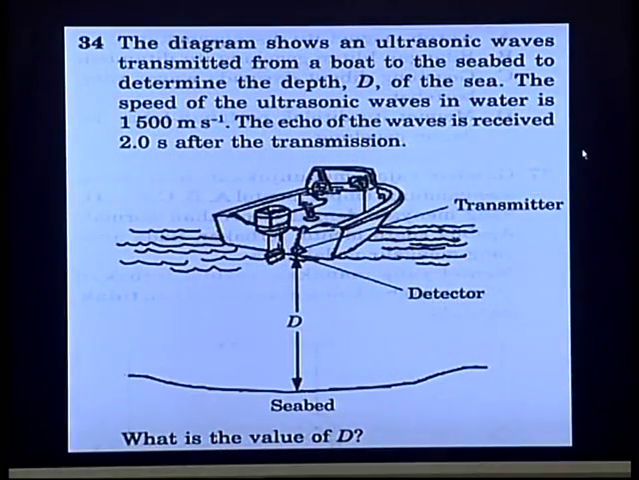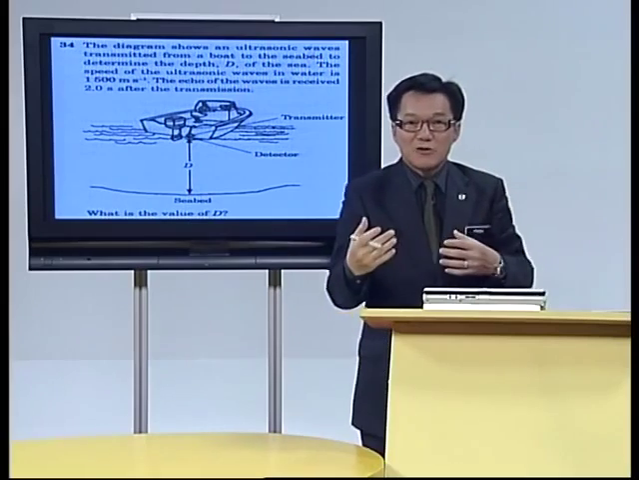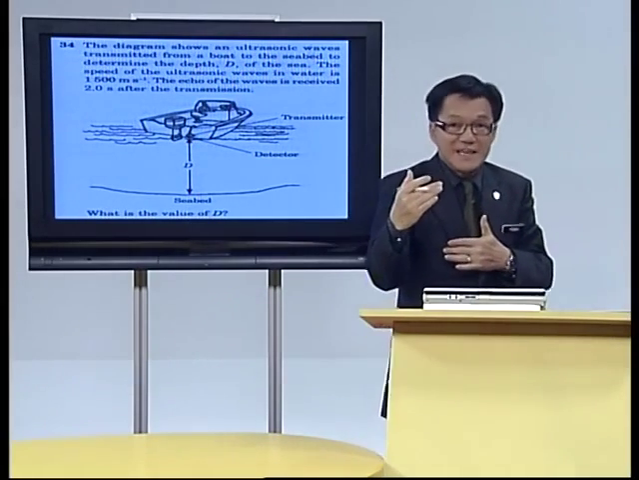Number 34. The diagram shows an ultrasonic wave transmitted from a boat to the seabed to determine the depth D of the sea. The speed of the ultrasonic waves in water is 1,500 meters per second. The echo of the waves is received 2 seconds after the transmission. The question is, what is the value of D? In other words, we have to calculate the depth D.